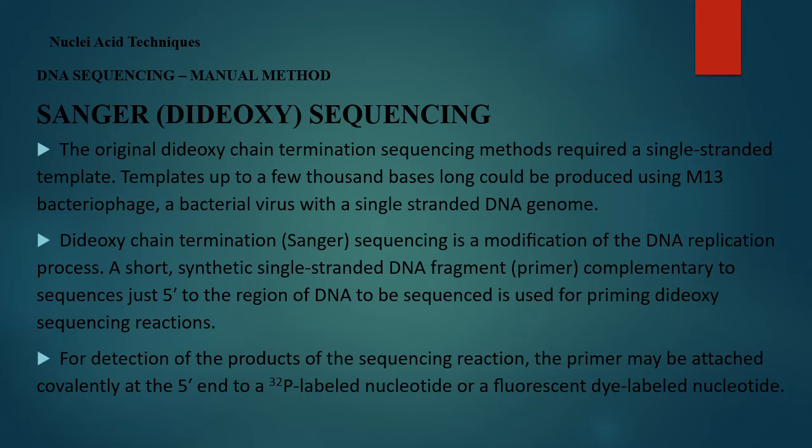Now, for detection of the products of the sequencing reaction, the primer may be attached covalently at the 5' end to a phosphorus-32 labeled nucleotide. That's what I mentioned earlier. Or a fluorescent dye-labeled nucleotide. So you are either using a phosphorus-labeled or a fluorescent dye-labeled nucleotide.